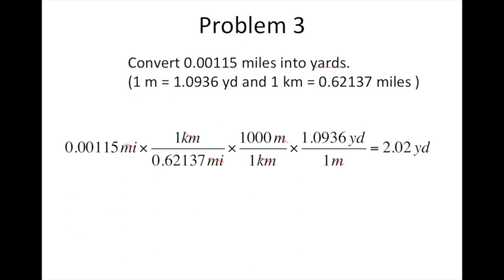My sig figs, again, are ones. These are all exact. And this conversion factor here, this is a defined value, so we know that this is exact. So my given value has 3 sig figs. This has 5, and this one has 5, so my answer must have 3 sig figs. So I would round my answer to 2.02, and I would add units of yards. Again, remember your sig figs and units.